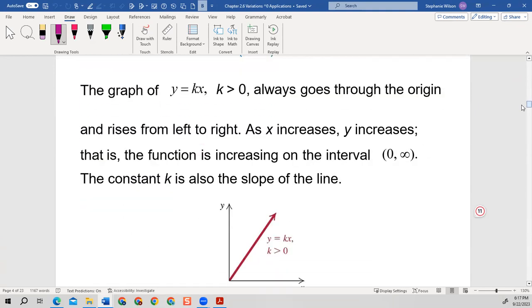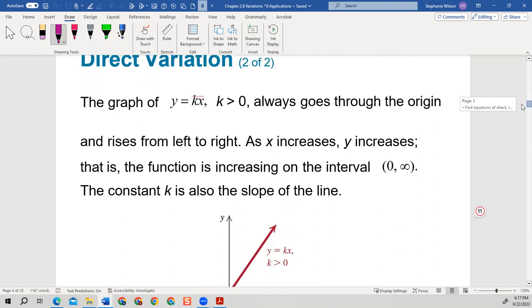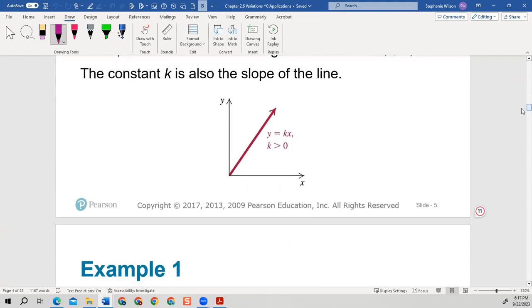The graph of a direct variation where we have y equals kx, where k is greater than 0, always goes through the origin and rises from left to right. As x increases, y increases. That is, the function is increasing on the interval of 0 to infinity. The constant k is also the slope of the line. So here's a good diagram of one.